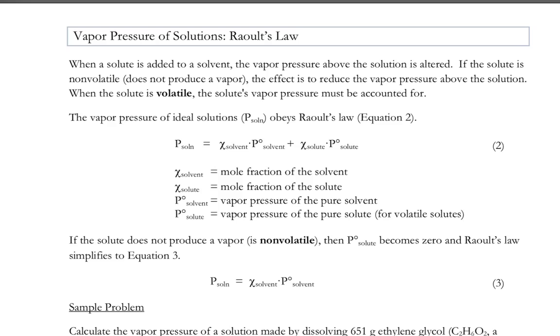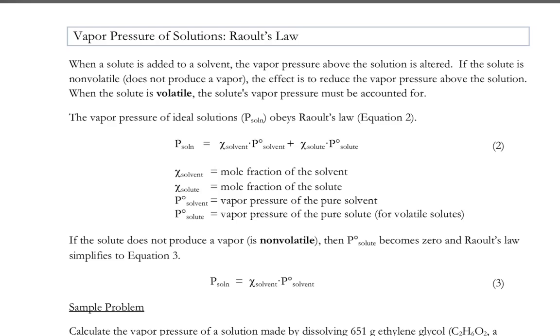So the vapor pressure P of the solution, SOLN, is chi of the solvent times the vapor pressure of the pure solvent, that's what's meant by that P naught solvent, plus chi of the solute times P of the pure solute, where chi solvent is the mole fraction of the solvent, chi solute is the mole fraction of the solute, P naught solvent is the vapor pressure of the pure solvent, P naught solute is the vapor pressure of the pure solute. That would only apply to volatile solutes.